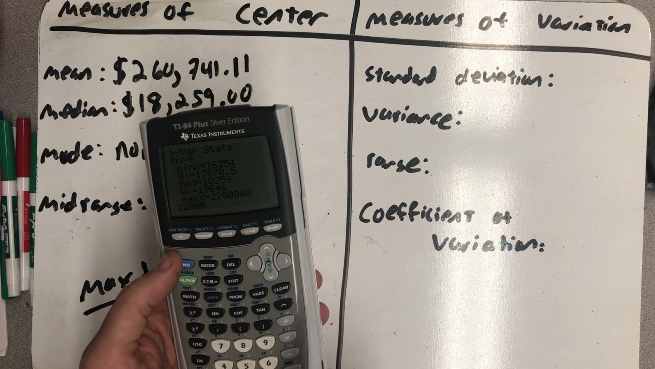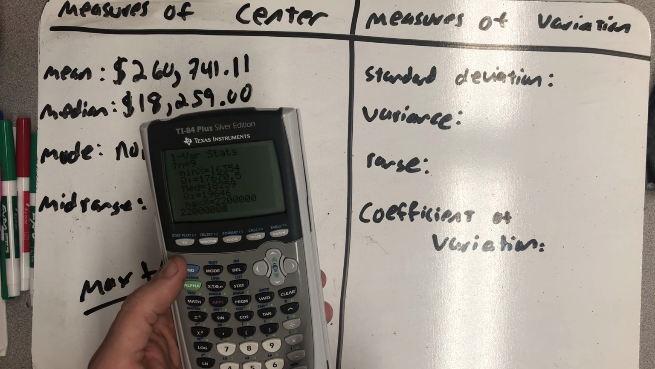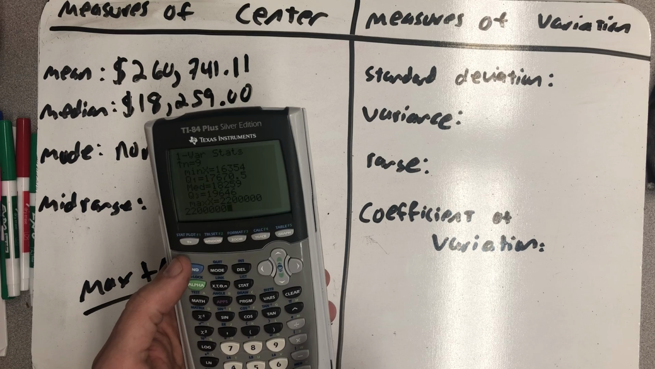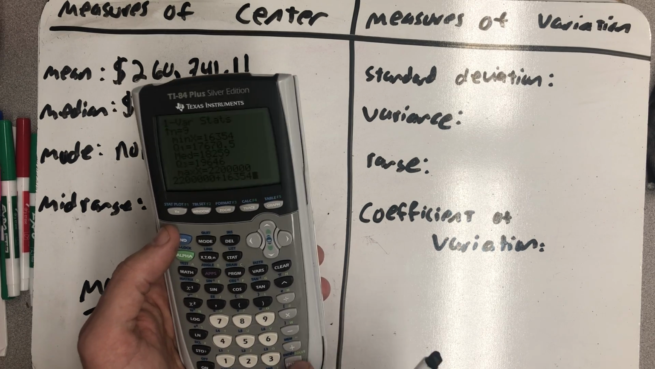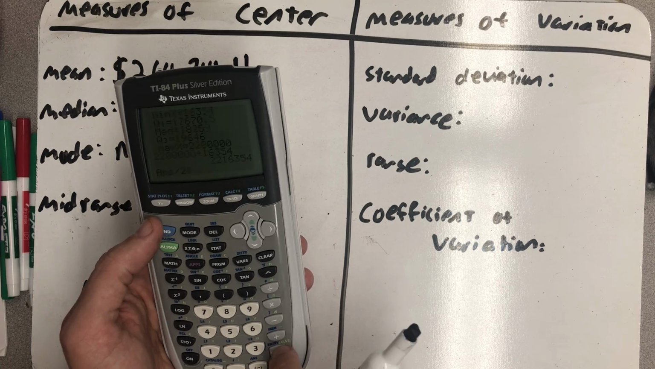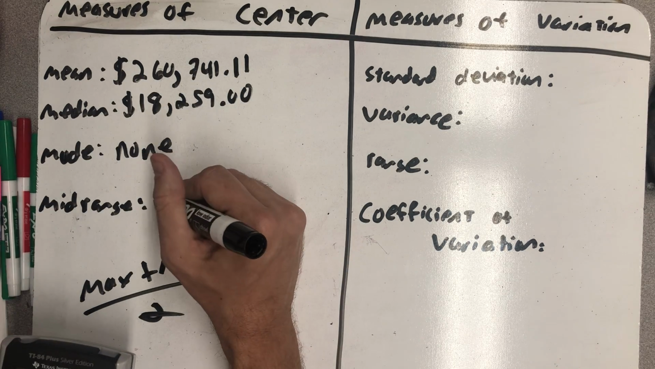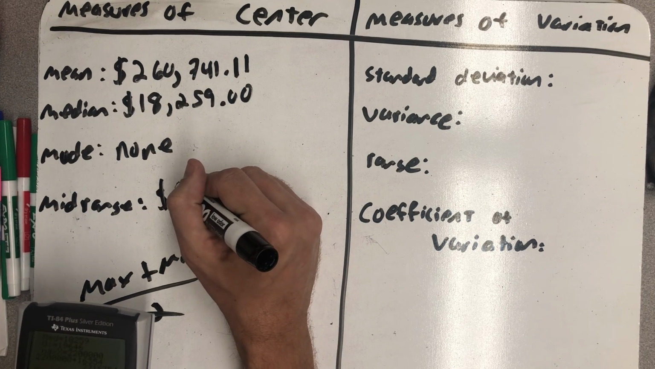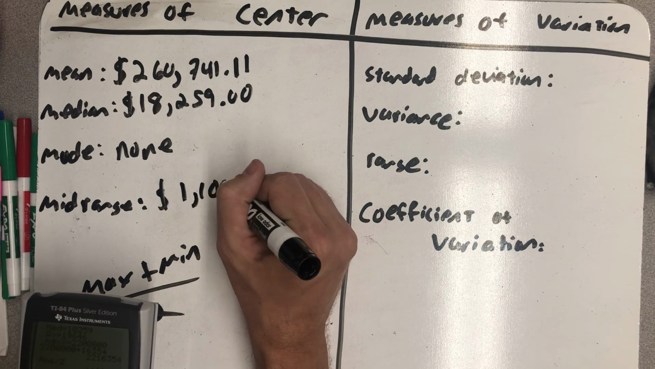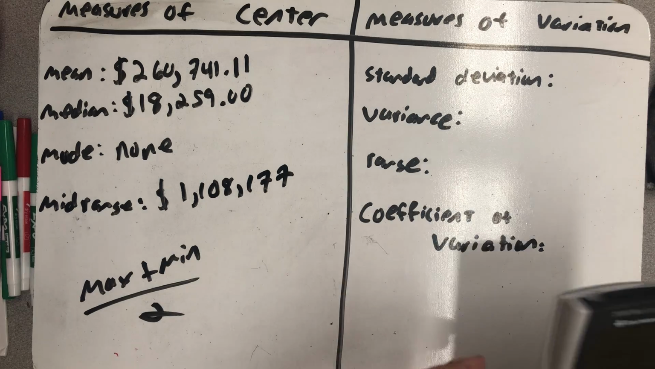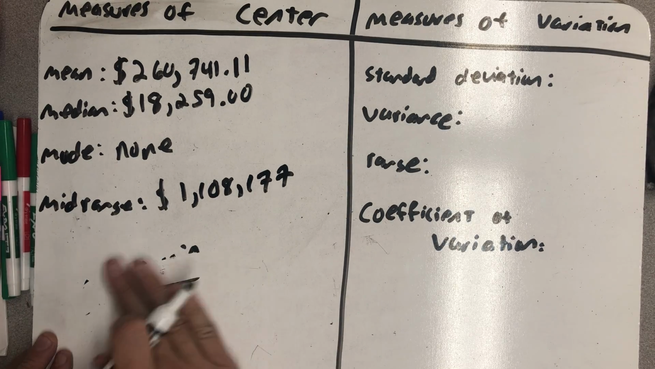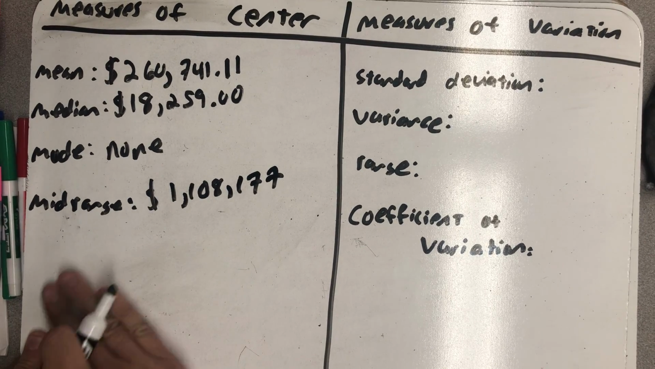So let's do that calculation. 2.2 million plus 16,354. Now I need to divide that by 2. So the mid-range, not a good estimate of center, I don't think, but that's what it comes out to for this data set.